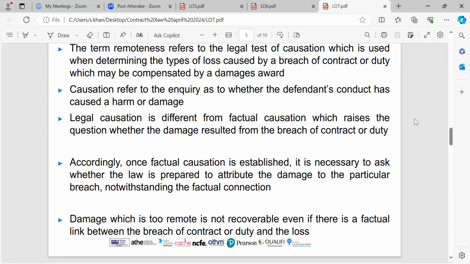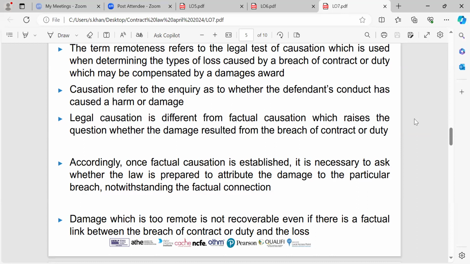Damage which is too remote is not recoverable, even if there's a factual link between the breach of contract or duty and the loss. In negligence claims, once the claimant has established that the defendant owes them a duty of care, and that the breach of the duty has caused damage, they must also demonstrate the damage was not too remote. Remoteness of damage must also be applied to claims under the Occupiers' Liability Acts and also nuisance claims.